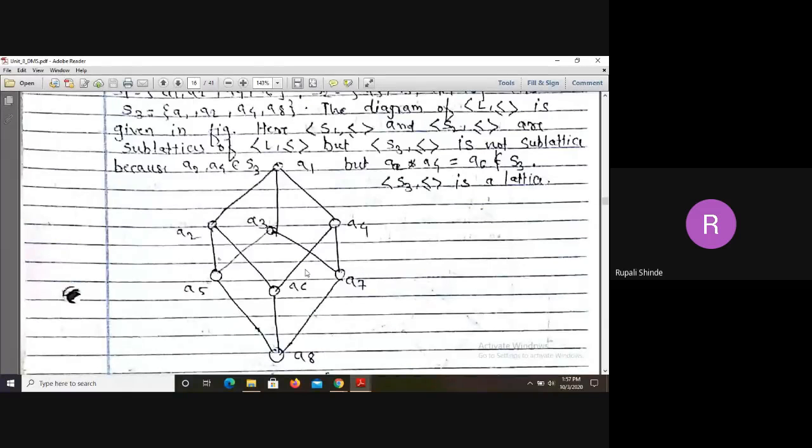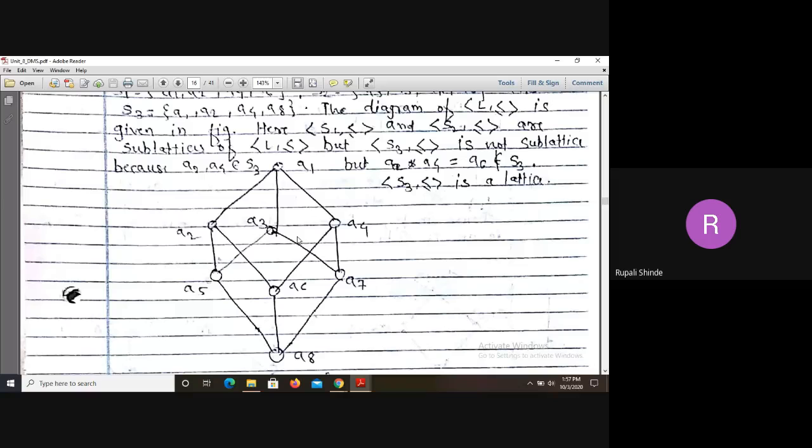Okay, we will check here. S3 consists of elements A1, A2, A4 and A8. Now we can consider any pair of elements from this set. So consider the pair of elements A2 and A4. Now perform meet and join operation on these two elements. So what is the answer for the meet operation? That is A2 star A4.